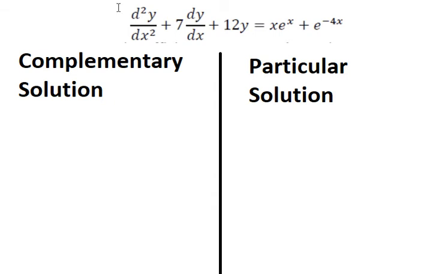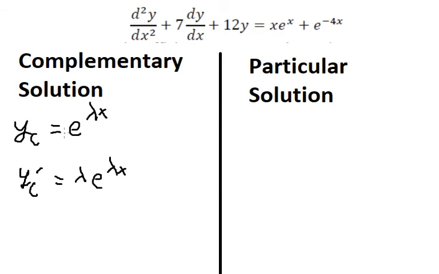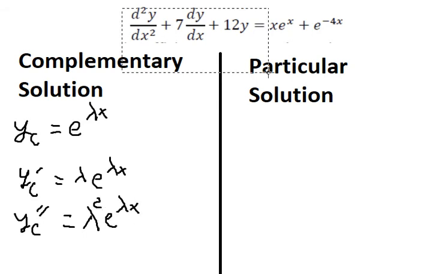So about the complementary solution, I will put yc equals e to the power of lambda s. If we do the first derivative, we have lambda e to the power of lambda s, because we keep this one in here, and the first derivative of lambda s is lambda. That's why we have this one in here. We do the second derivative, we have lambda square e to the power of lambda s. Now we have this equation in here.